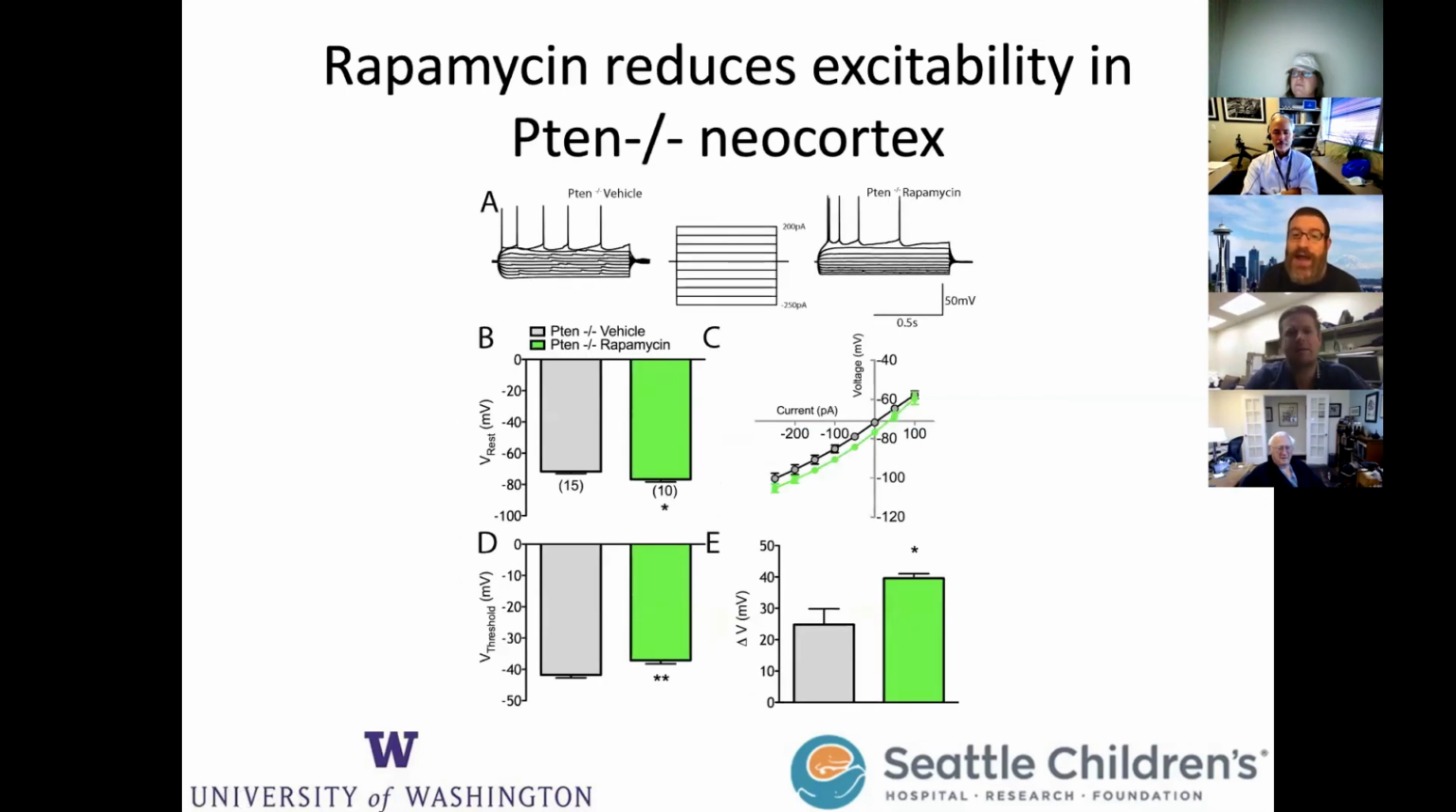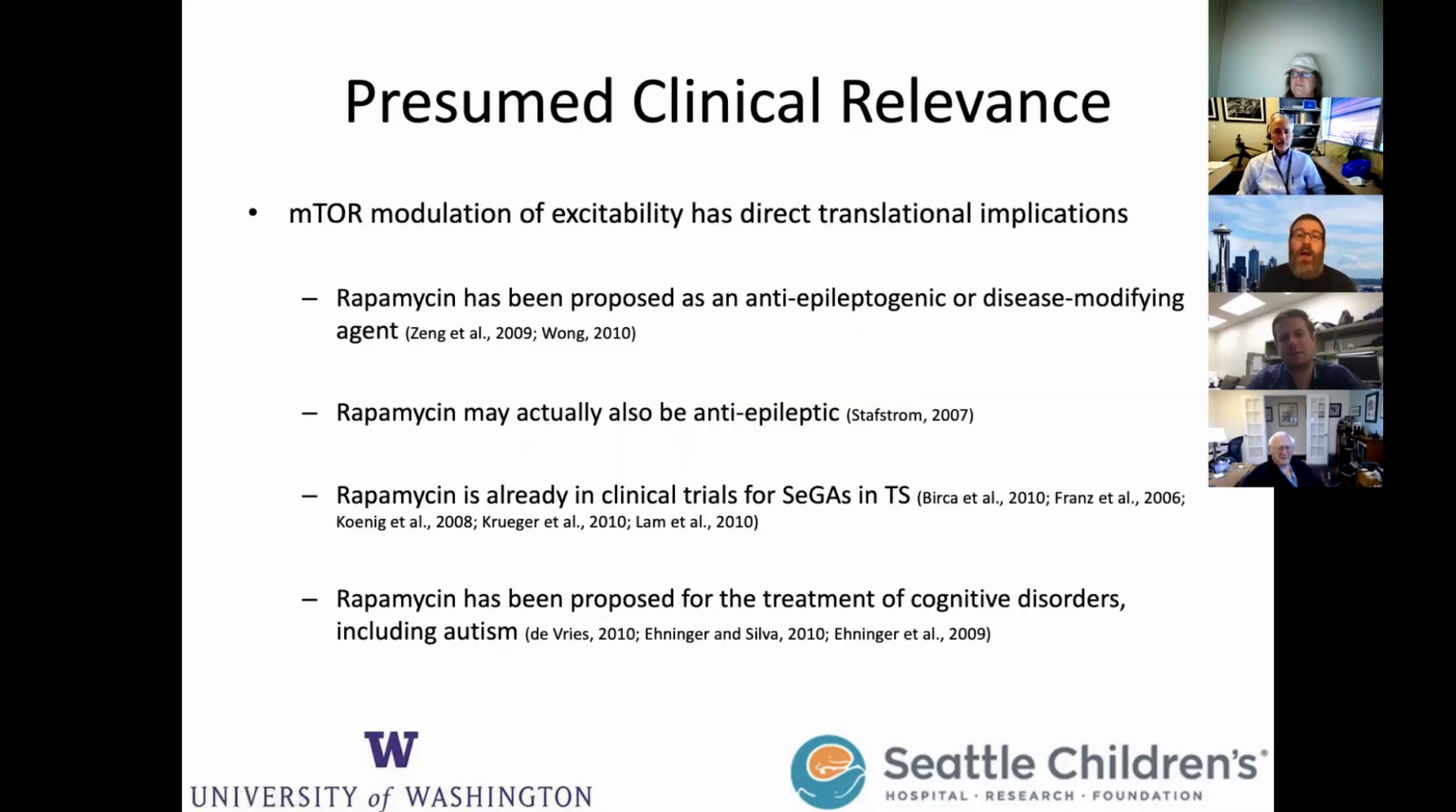In the P10 knockouts, as it turns out, they are hyperexcitable. And again, that hyperexcitability is rescued with rapamycin. It makes these cells quieter, okay? So all of that basic science, electrophysiology, what does it mean? How do we interpret it? How do we bring that to the bedside?